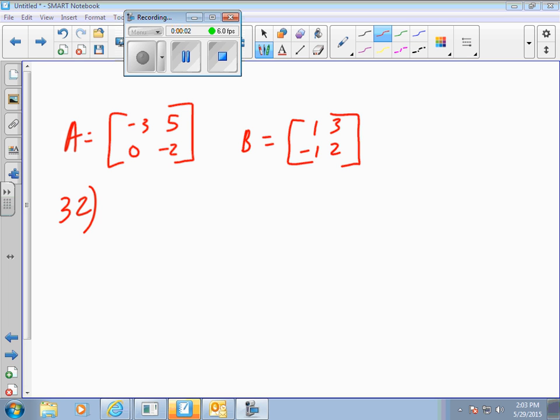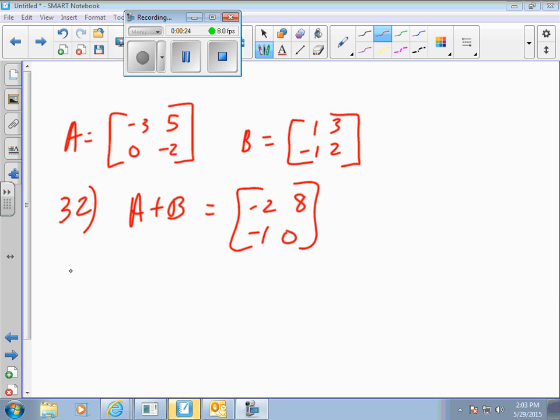Last video of the review sheet, and we're supposed to add A plus B on these two matrices. When I add those together, all we have to do is add the elements of each one. So -3 plus 1 is -2. 5 plus 3 is 8. 0 and -1 makes -1. -2 and 2 makes 0.